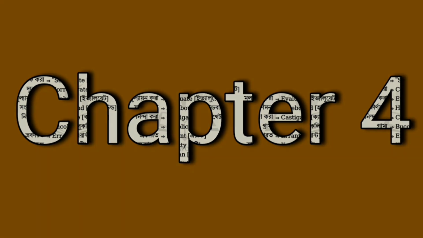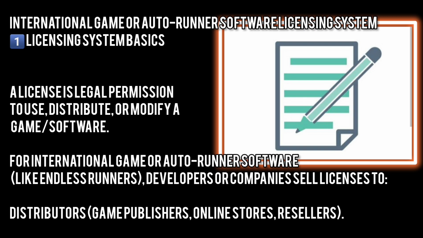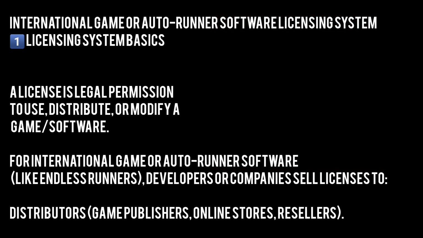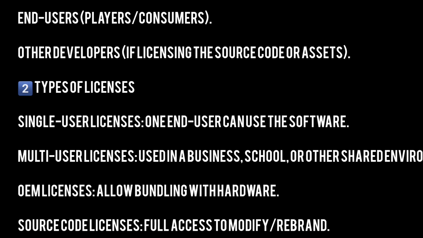International game or auto runner software licensing system. Licensing system basics. A license is legal permission to use, distribute, or modify game software. For international game or auto runner software like endless runners, developers or companies sell licenses to distributors, game publishers, online stores, resellers, end users, players, consumers, other developers if licensing the source code or assets.